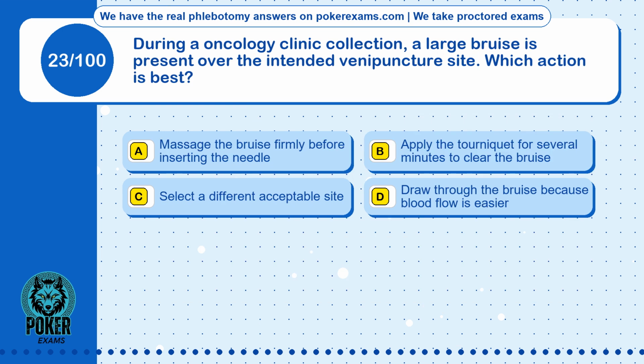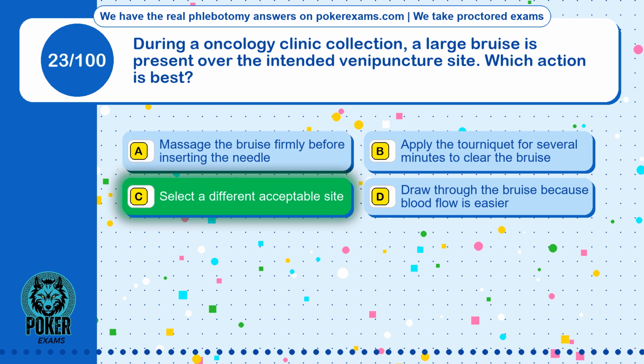Question 23. During an oncology clinic collection, a large bruise is present over the intended venipuncture site. Which action is best? Option A. Massage the bruise firmly before inserting the needle. Option B. Apply the tourniquet for several minutes to clear the bruise. Option C. Select a different acceptable site. Option D. Draw through the bruise because blood flow is easier.